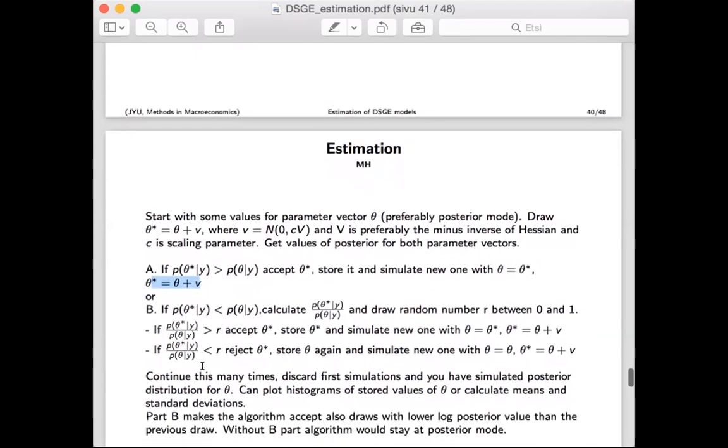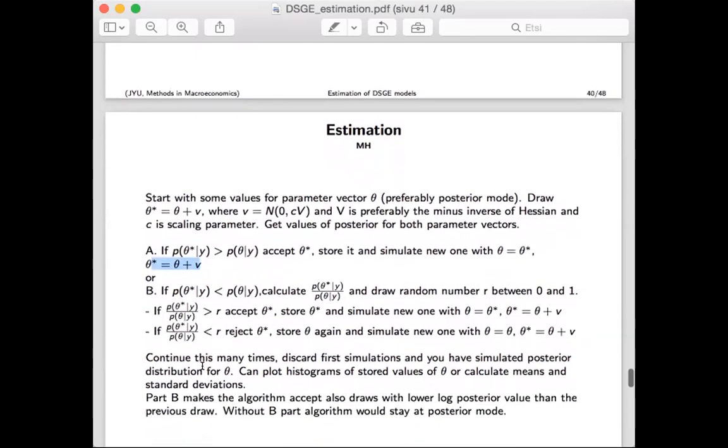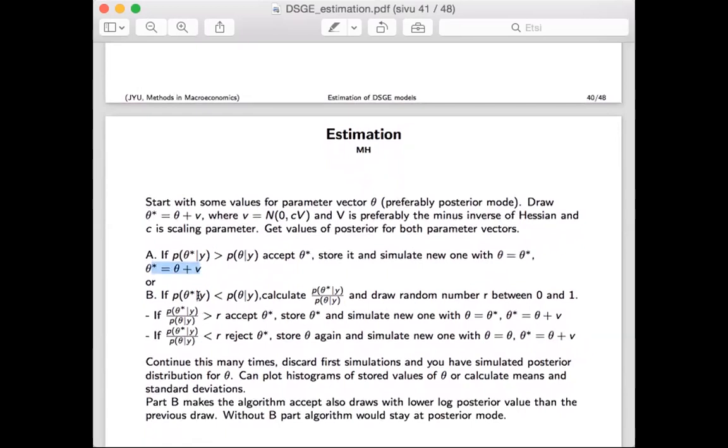And the reason to do this is that if we always reject parameter vectors which have a lower posterior probability, we would stay at the posterior mode. So this makes us explore the posterior distribution and not stay at the posterior mode, which has the highest posterior probability.